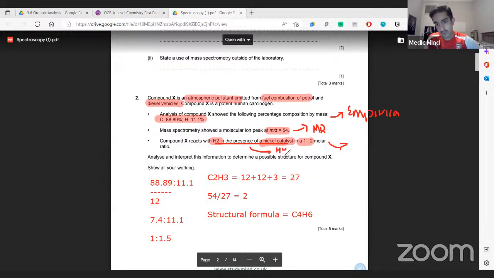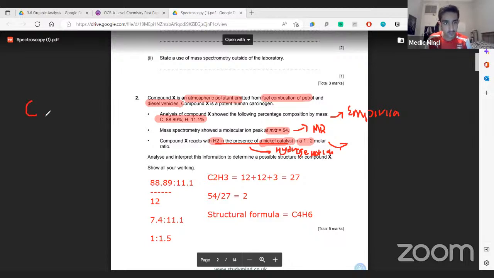So if I see the words in an examination setting, I see hydrogen in the presence of a nickel catalyst, I think hydrogenation. And hydrogenation is the removal of double bonds by adding hydrogen across the double bonds. Quite simple.